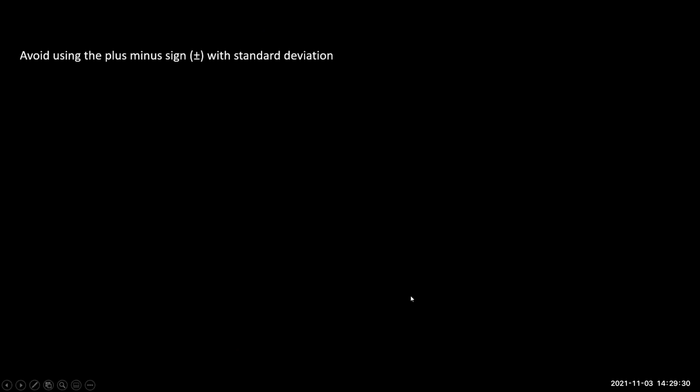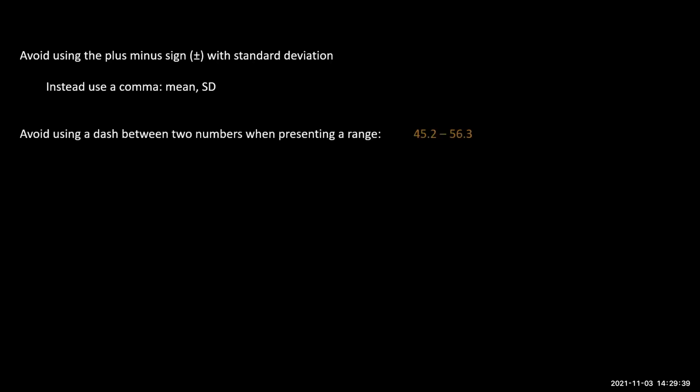Another recommendation from statisticians is to avoid using the plus-minus sign. Instead, use a comma. So mean, comma, standard deviation. And avoid using a dash between numbers because that can be a negative sign. So use the word to. And again, both these rules are not observed by many journals. So you really need to look at the journal rather than what the statisticians are saying, because you want to follow the journal editor's recommendation.